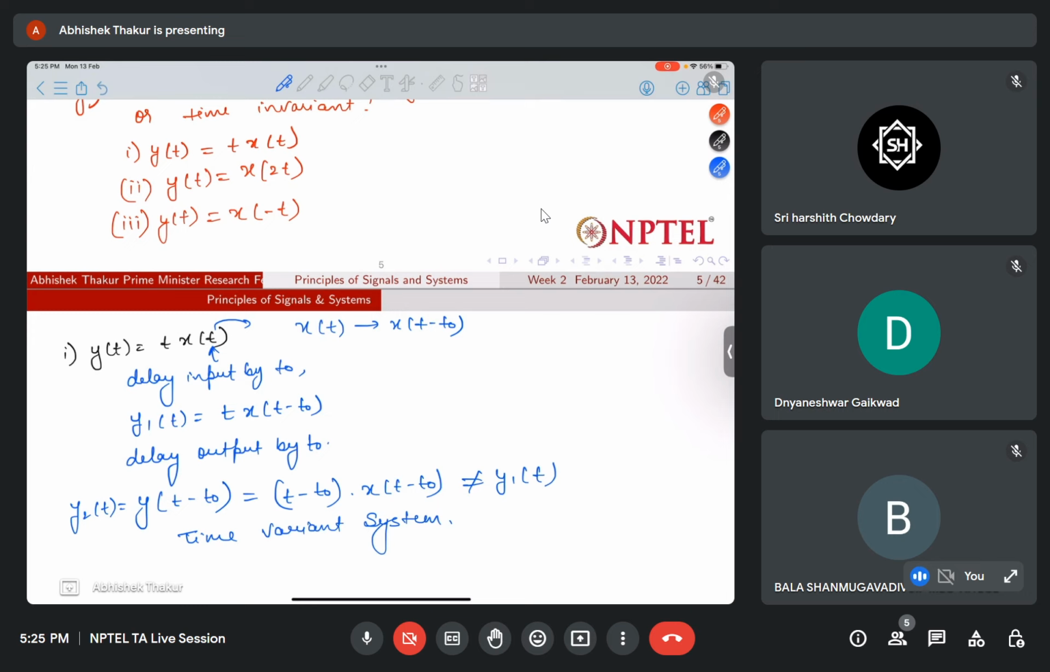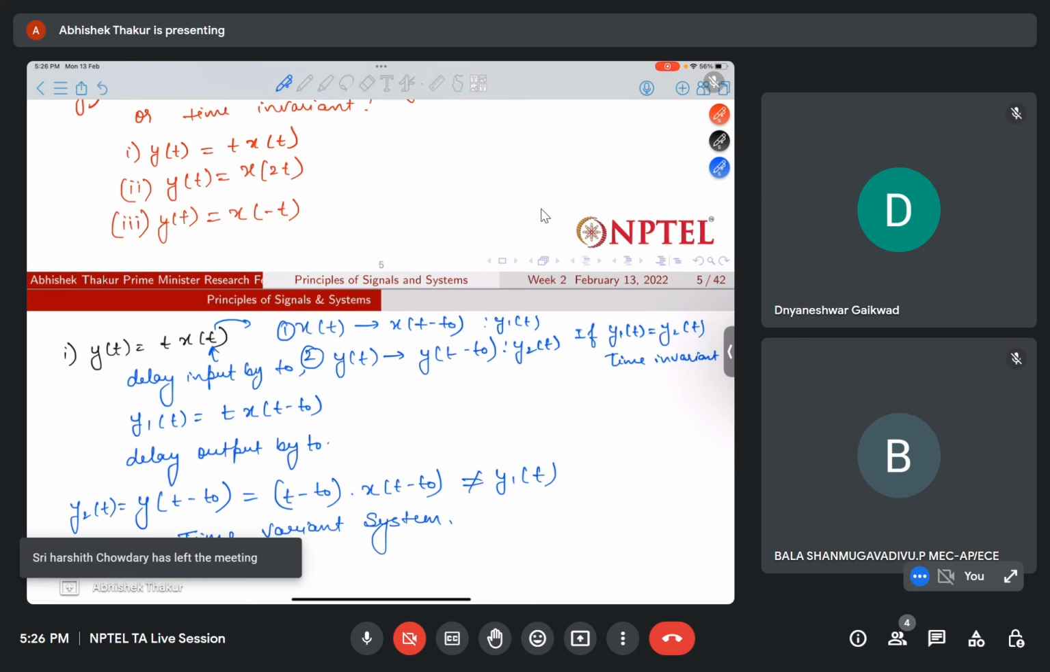See, first what we have done: we have to substitute x(t) as x(t minus t naught). Second, we have to substitute y(t) as y(t minus t naught). So in this we will get y1(t), in this we will get y2(t). If y1(t) is equal to y2(t), this means it is time invariant. If not, then it is a time variant system.